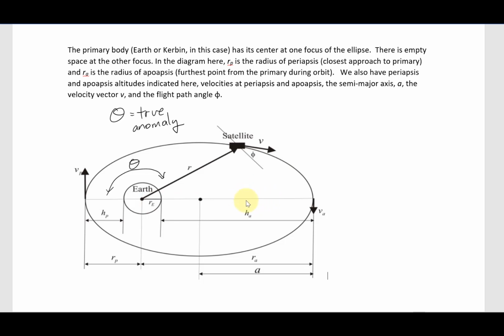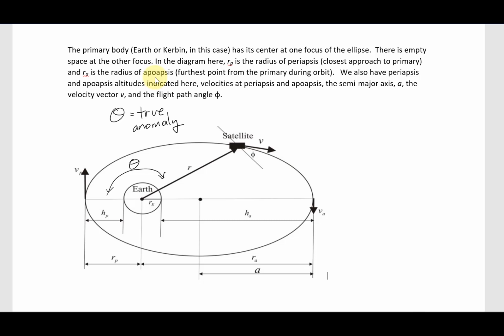In the diagram here, RP is the radius of periapsis. That is the closest approach to the primary. So here's RP, that's the radius of periapsis. This would be the point of periapsis when we're closest to the focus of the ellipse, or the center of the primary body. And RA is the radius of apoapsis.